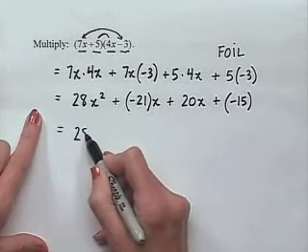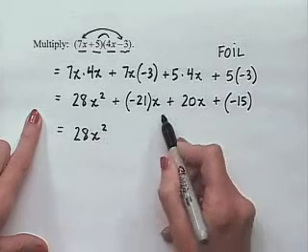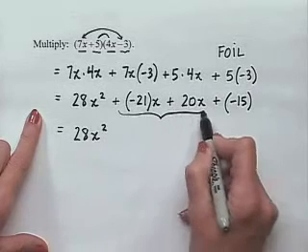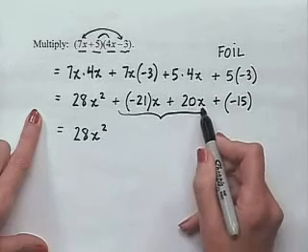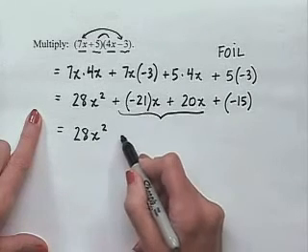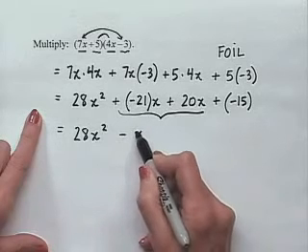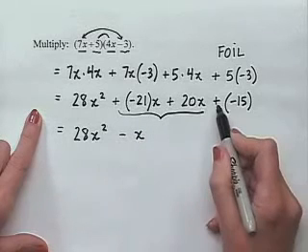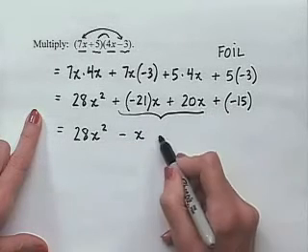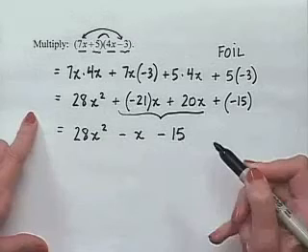Continuing on, we have 28x squared. In the middle, we notice that we have a negative 21x and a 20x. That can be combined to give us negative 1x, and we don't have to write the 1 down. And then when we are adding a negative 15, we can think of that as subtracting 15.